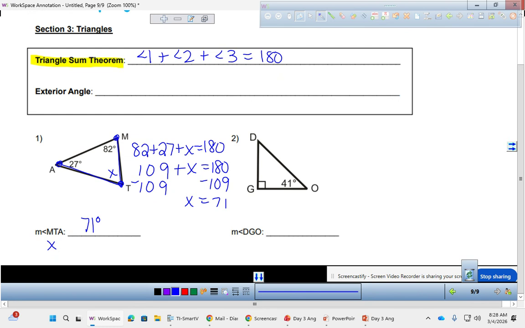So for this next one, even though this doesn't have a number on it, it's got a box, so I know that that's 90 degrees. And we'll call that X, right? So that box signifies a 90-degree angle. So this is a triangle. The three angles inside of a triangle add up to 180.